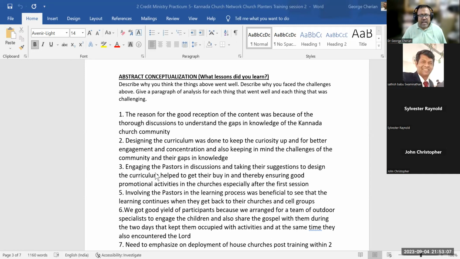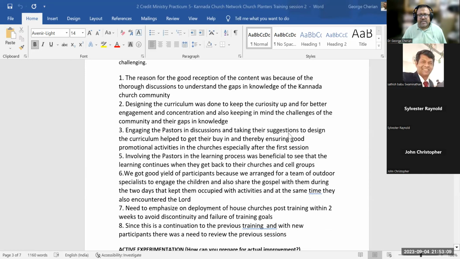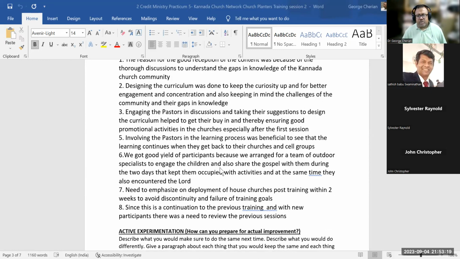The positive thing: engaging the pastors in discussion and taking their suggestions to design the curriculum helped to get their buy-in and thereby ensured good promotional activities in churches, especially after the first session. Involving the pastors in the learning process was beneficial to see that the learning continues when they get back to the churches and cell groups.